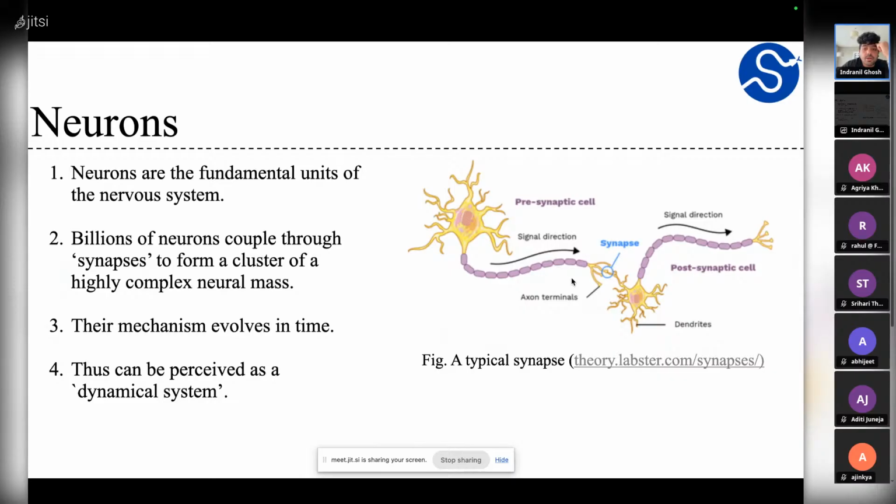A synapse is a bridge between two neurons. A signal is propagated from the presynaptic neuron to the postsynaptic neuron, which is the second neuron, or you can just call them the first neuron and the second neuron, through the synapse. It takes the signal from the first neuron and propagates it to the second neuron, and this mechanism evolves over time. It's just two neurons here, but the brain is far more complex, built of a neural mass. So this can be perceived as a dynamical system.